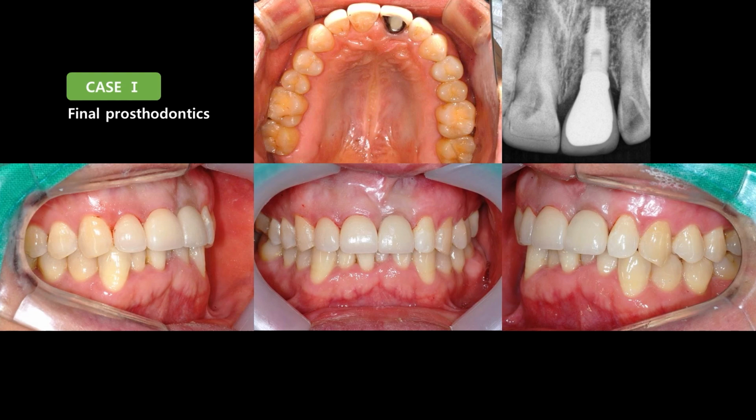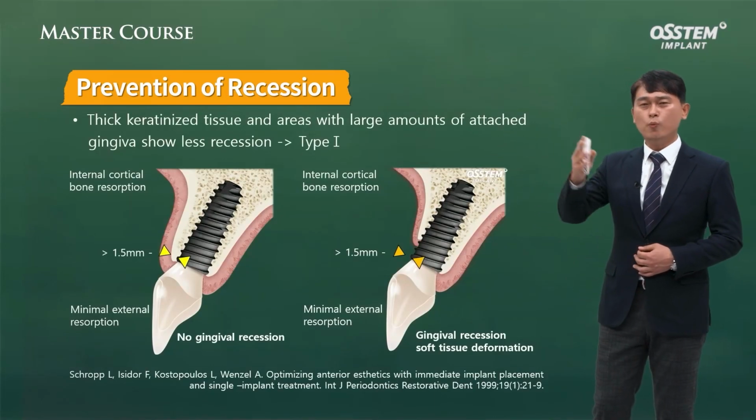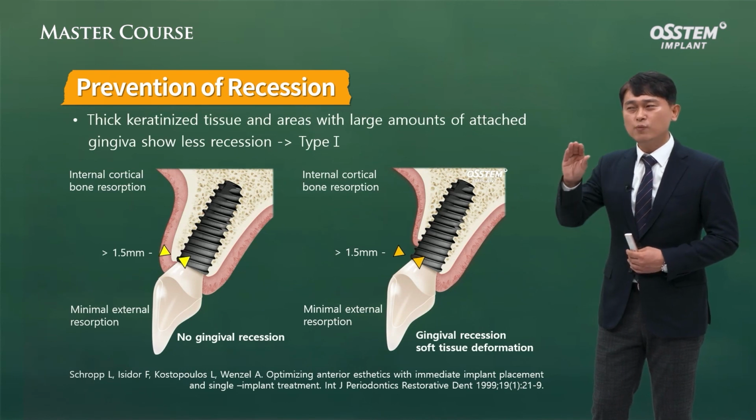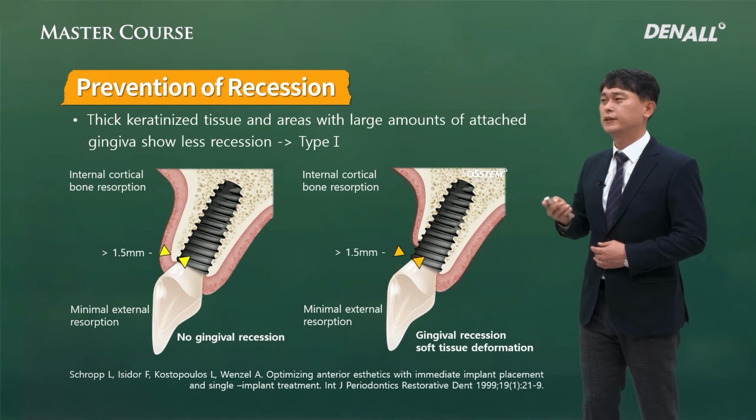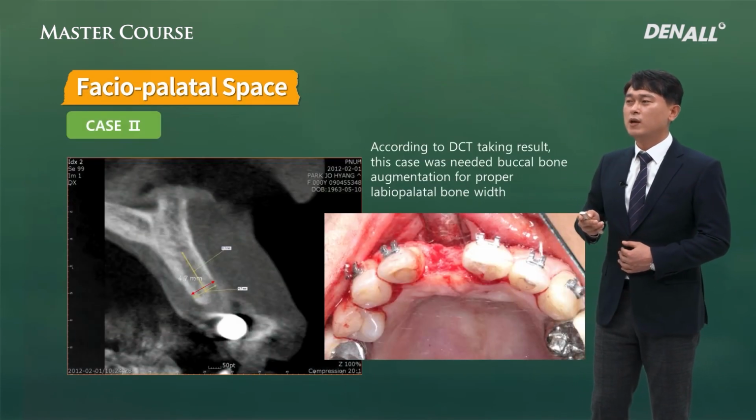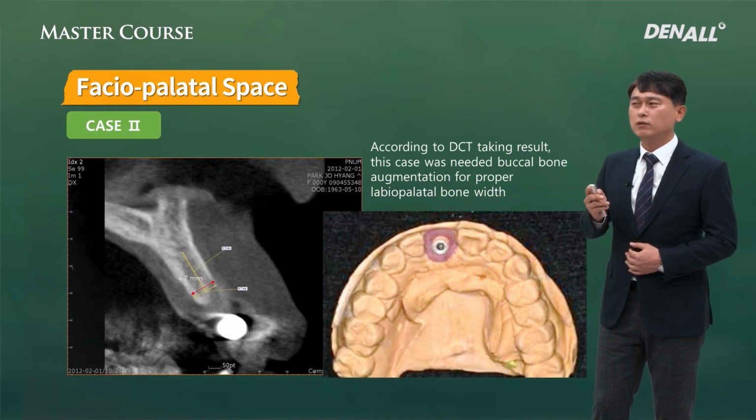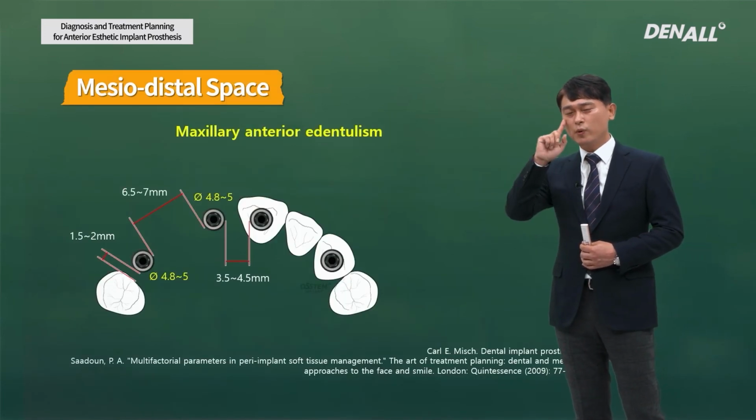In other studies, it says 1.5 millimeter. But in most cases, you need to have at least 2 millimeter of buccal bone. I tell you to think of about 2 mm. Please remember the 2 millimeter. If there's a lack of bone, you need to do only graft first and then do implant placement. That is my recommendation.